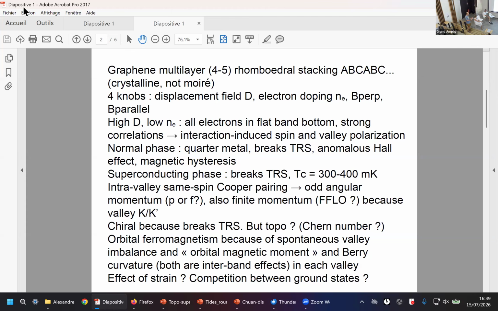And of course, you can have systems that break time reversal symmetry, but that are not topological in the sense that they do not carry a topological number like a Chern number. I'll show you an example in a band insulator, which is well known, where you break time reversal symmetry, but you're not in the topological phase.